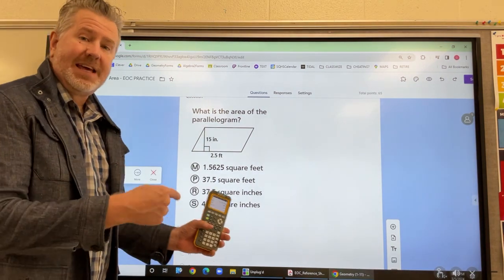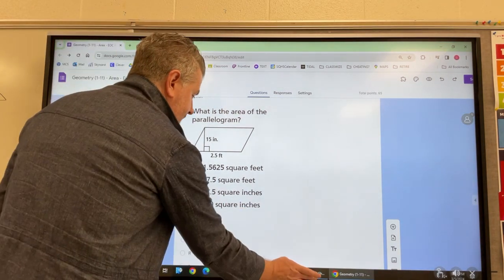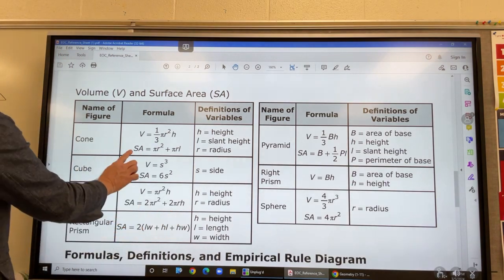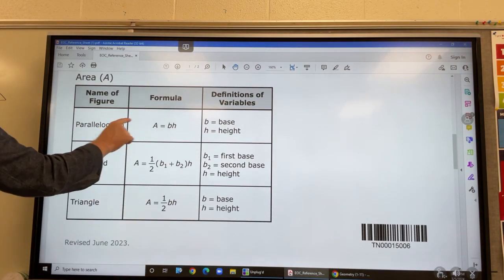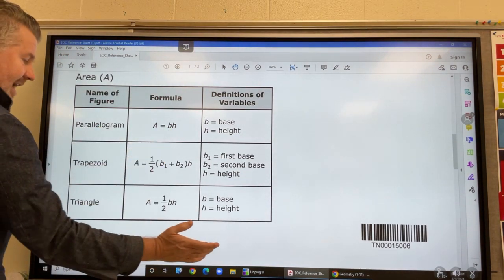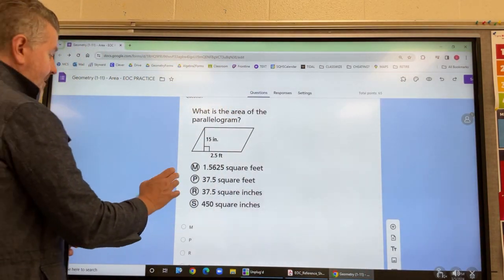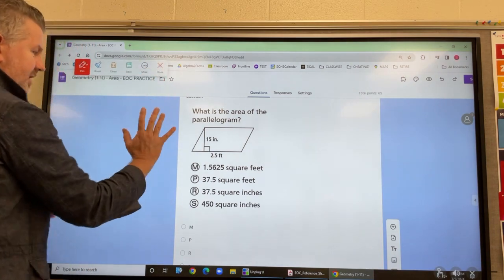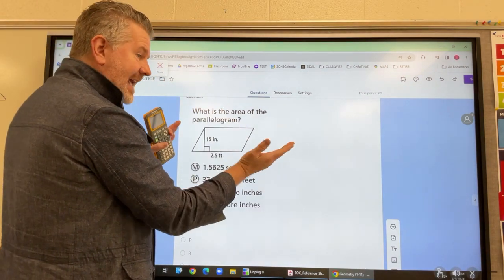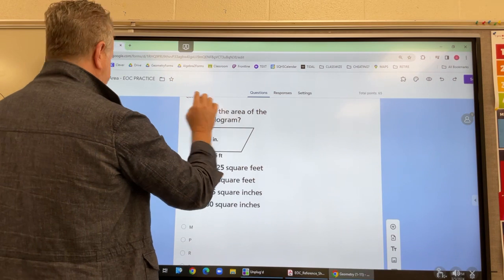Area of a parallelogram is on your EOC reference sheet. Let me show it to you since I haven't started drawing yet. Parallelogram is up here at the bottom of the first page. There's your area, base times height, just like a rectangle, because it has the same area as a rectangle, relatively. It's just sort of fallen over. It's the leaning rectangle of geometry.